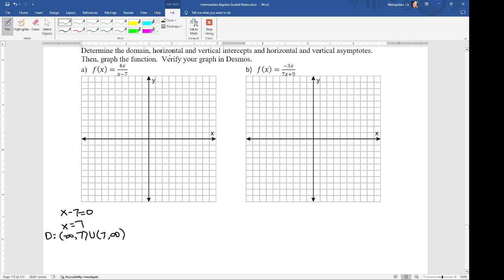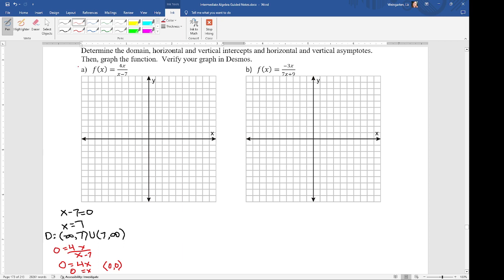So the horizontal intercept, that is where we want to set y equal to 0. So we're setting our equation equal to 0 for the horizontal intercept. I'm going to multiply both sides by x minus 7 and I get 0 equals 4x. So 0 is equal to x. Therefore, our horizontal intercept is going to be at 0, 0.